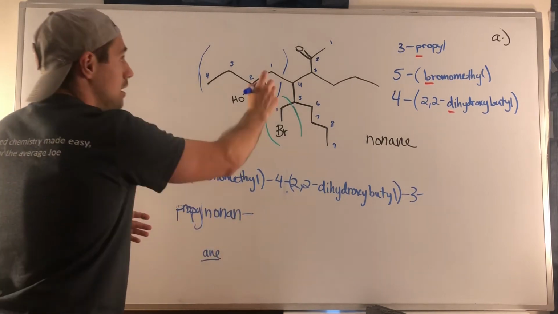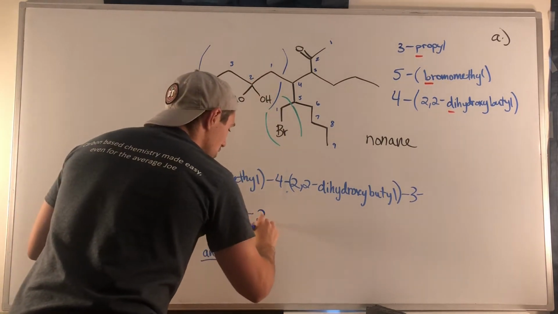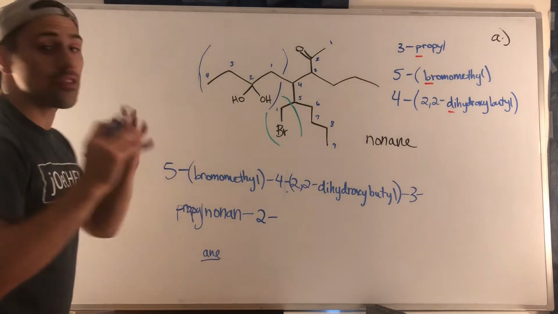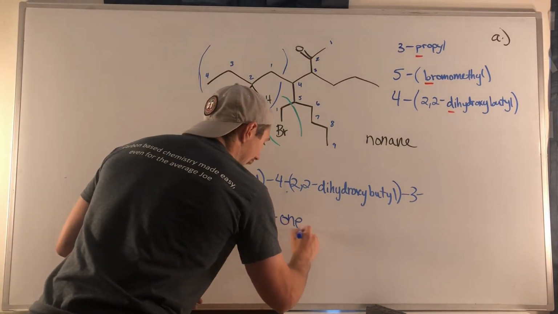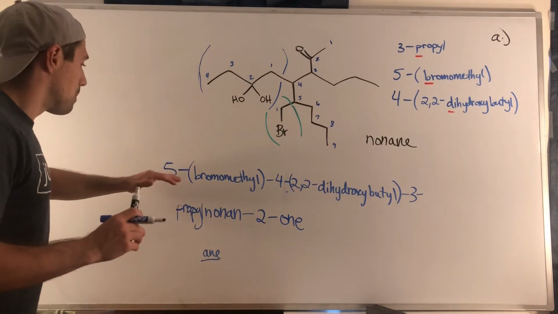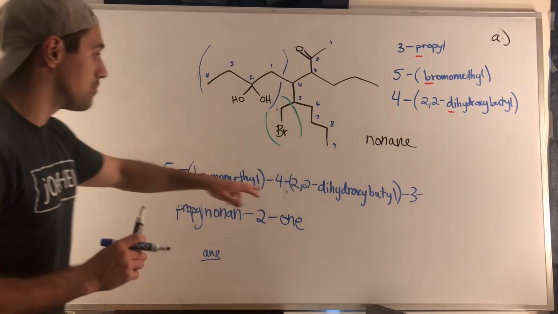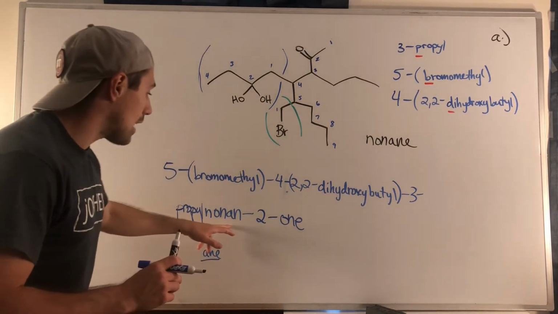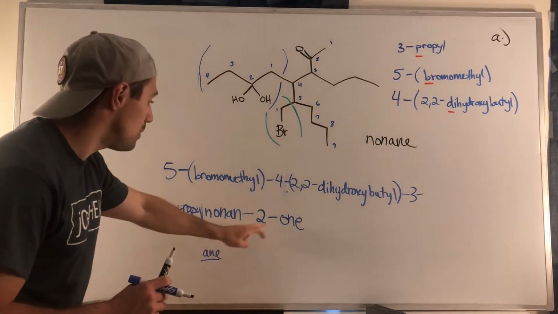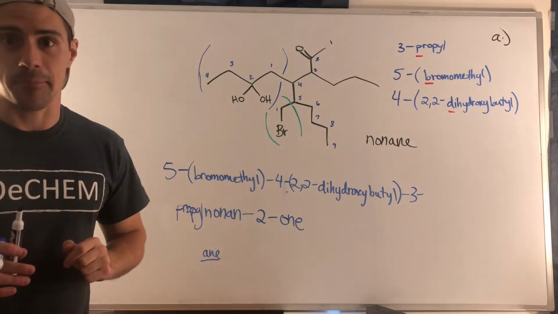So non-an, and then you say where this functional group is, and then you consult the functional priority list chart to see what the ending is. And for ketones, that's O-N-E. So this is basically saying, we have this bromomethyl at 5, the dihydroxybutyl at 4, the propyl at 3, and we have a 9-carbon chain, and at 2 we have a ketone. That's how you would read this name, okay?